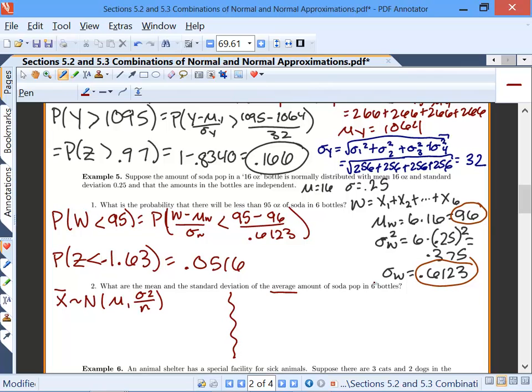So X bar is really x1 plus x2 plus up to x6 over 6. For example, when I find my mean, I add up each of the individual means. So it's my 16 plus 16 all the way up, and divide by 6, for the mean of X bar. Which is going to give me what?